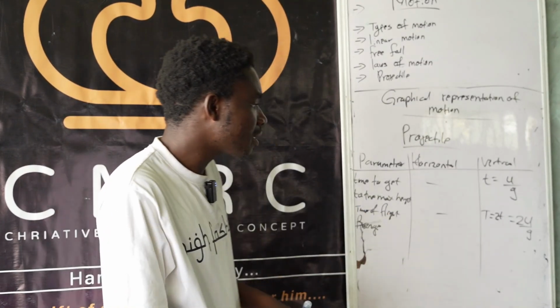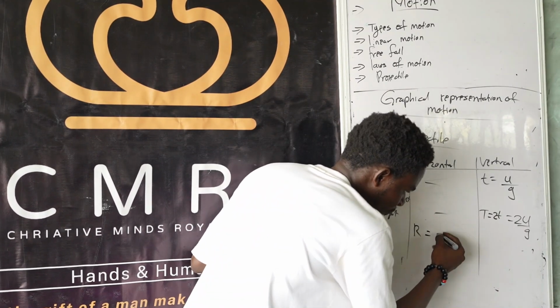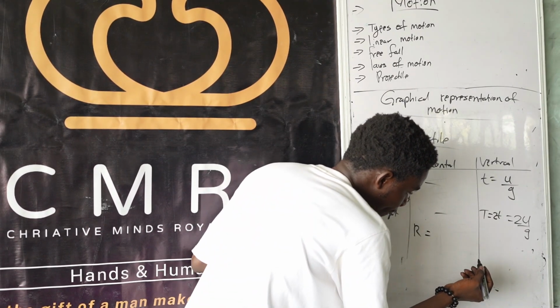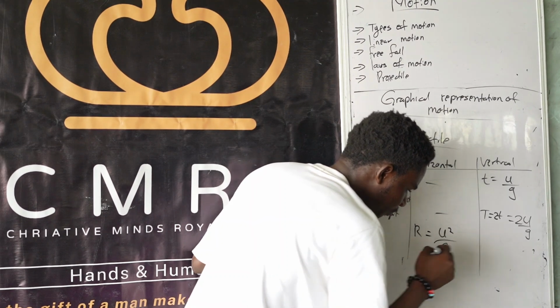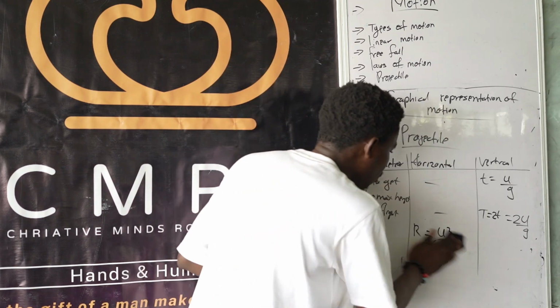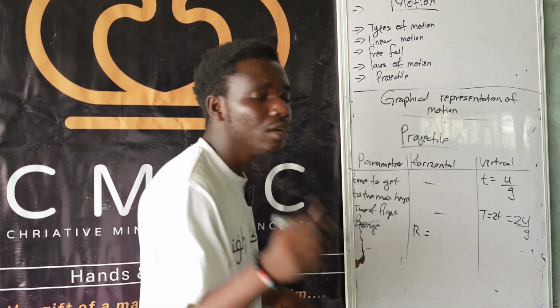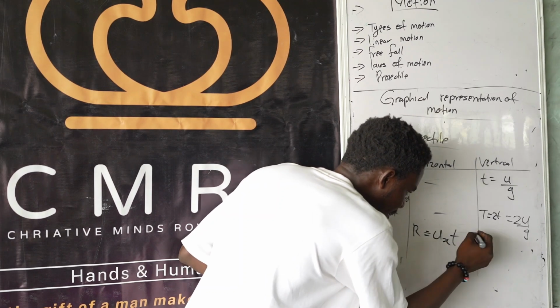So what is the formula in this case? The formula is R equals u square over g. But it won't work here because we are not dealing with the vertical direction. You use this one: UX times T.